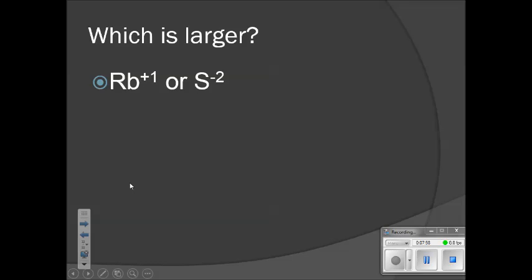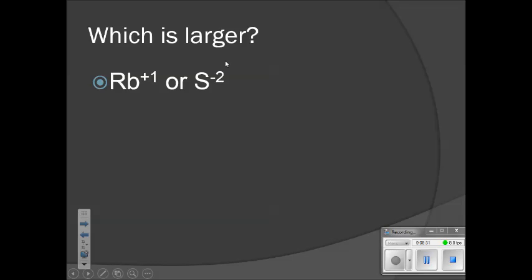So let's say we have Rb+1 and we have S-2. Find Rb+1 on the periodic table. Rb+1 isn't Rb anymore, right? It's krypton. Electron-wise, it's acting like krypton. So its valence energy level is the 4th energy level. Okay, so this one's got valence electrons on the 4th energy level. For S-2, you're going to have sulfur, which is 16, but -2 means it's acting like argon, so that's going to be 3rd energy level. So 4th energy level versus 3rd energy level, I don't have to go any further.